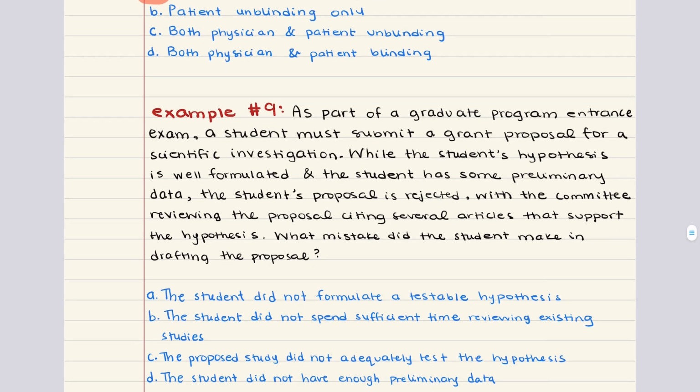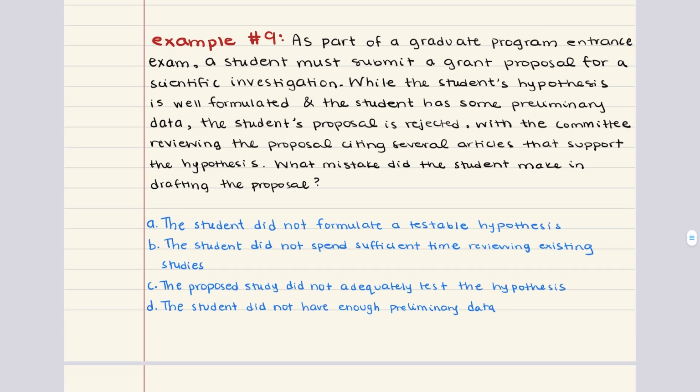Let's move on to problem 9. Problem 9 says, as part of a graduate program entrance exam, a student must submit a grant proposal for a scientific investigation. While the student's hypothesis is well formulated and the student has some preliminary data, the student's proposal is rejected, with the committee reviewing the proposal citing several articles that support the hypothesis. What mistake did the student make in drafting the proposal?